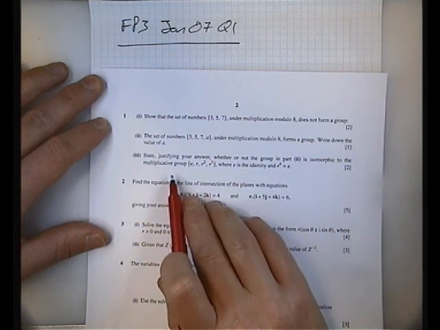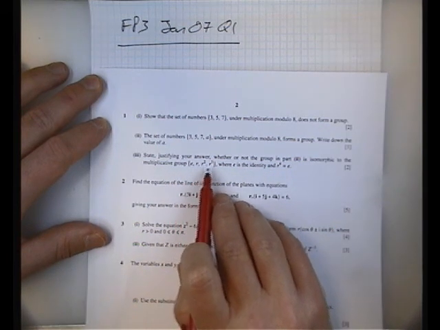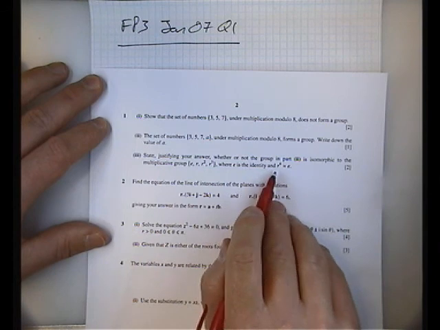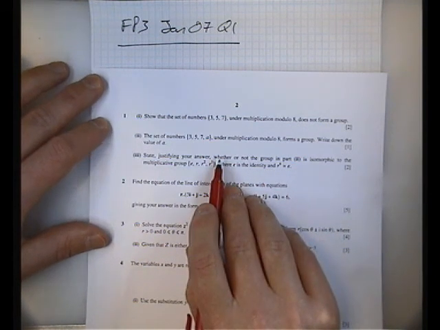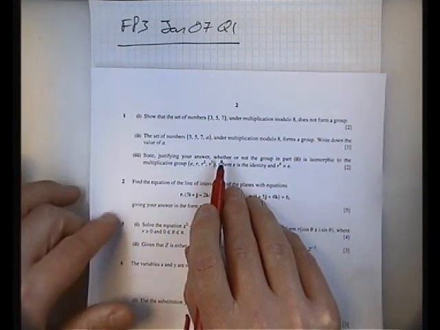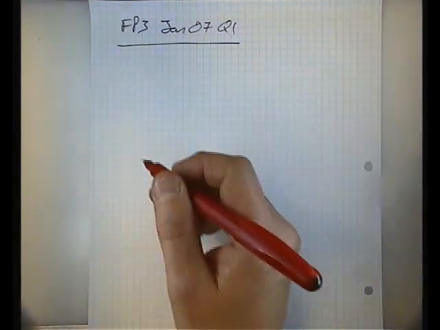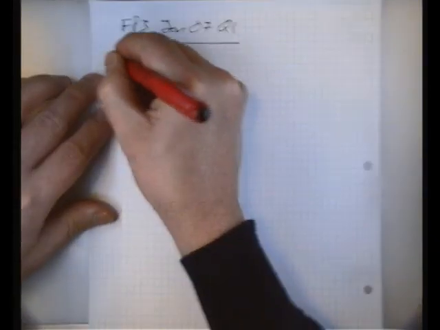Then it says state, justifying your answer, whether or not the group in part 2 is isomorphic to the multiplicative group E, R, R squared, R cubed, where E is the identity and R to the power 4 equals E. So a little cyclic group. Right, let's get on and do this question then.